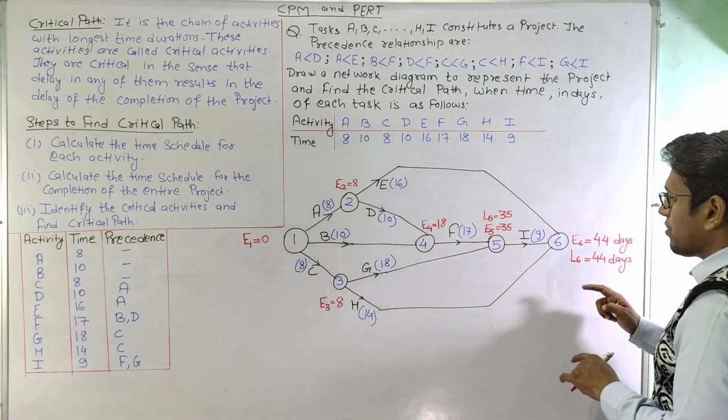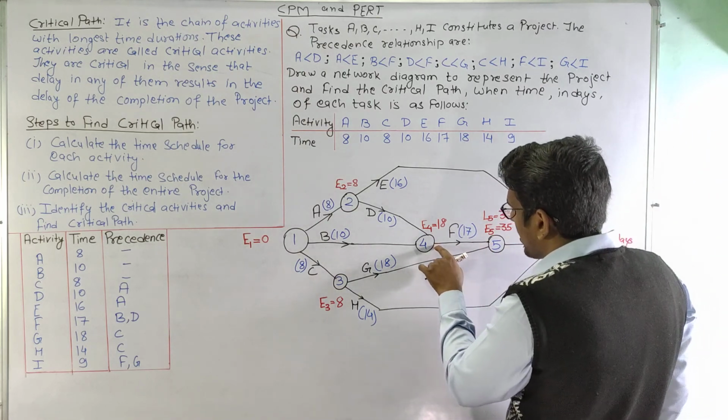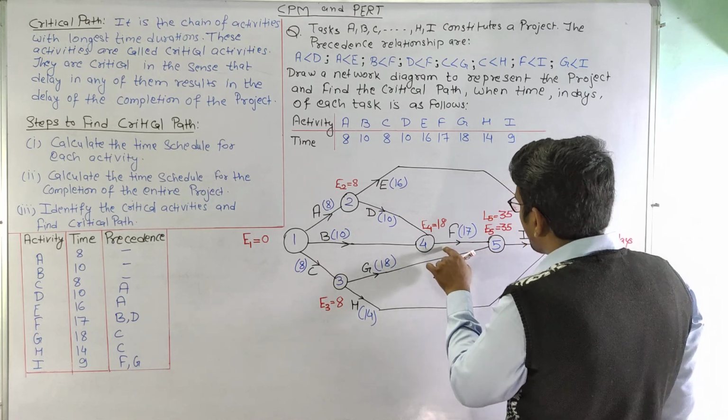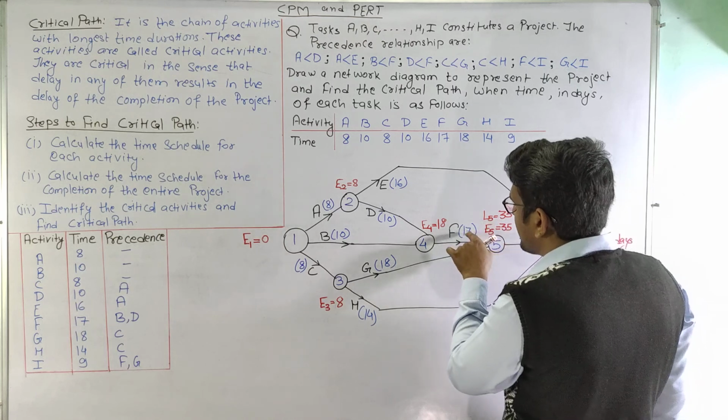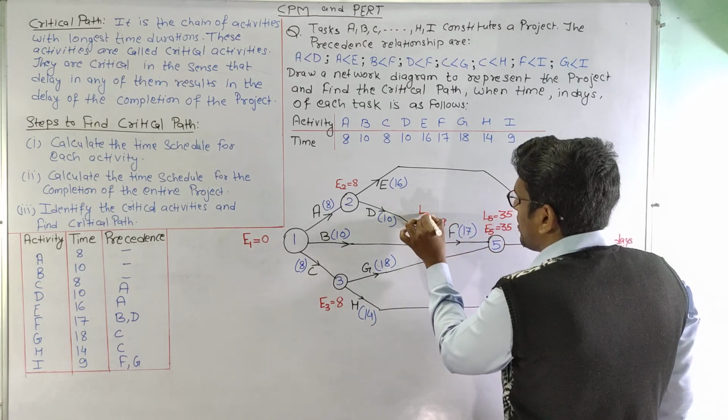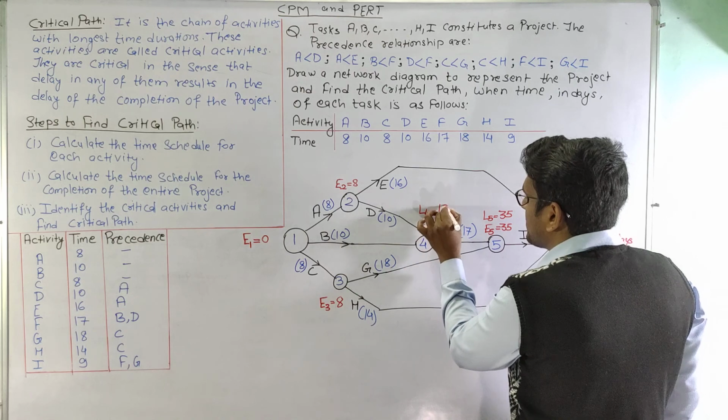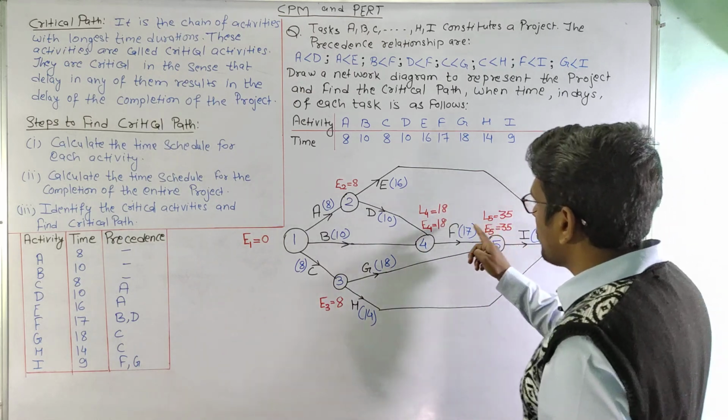Now moving on to 4, we can see that only one outgoing arrow is here. So this is 35. 35 minus 17 is 18. So L4 is coming as 18. Now moving on to node 3.